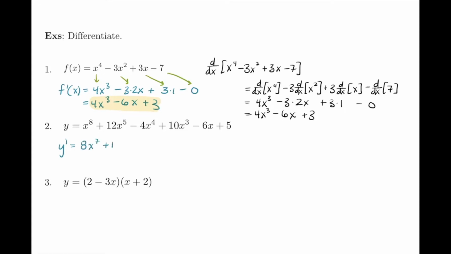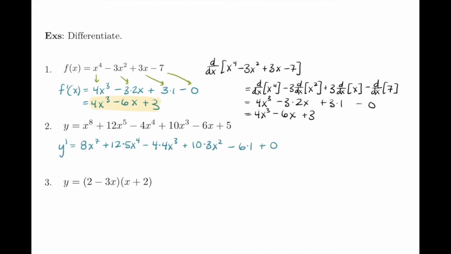Then we will add 12 times the derivative of x to the fifth, which is 5x to the fourth. Then we'll subtract 4 times the derivative of x to the fourth, which is 4x to the third. Then we will add 10 times the derivative of x to the third, which is 3x squared. Subtract 6 times the derivative of x, which is 1, and then add the derivative of 5, which is 0.